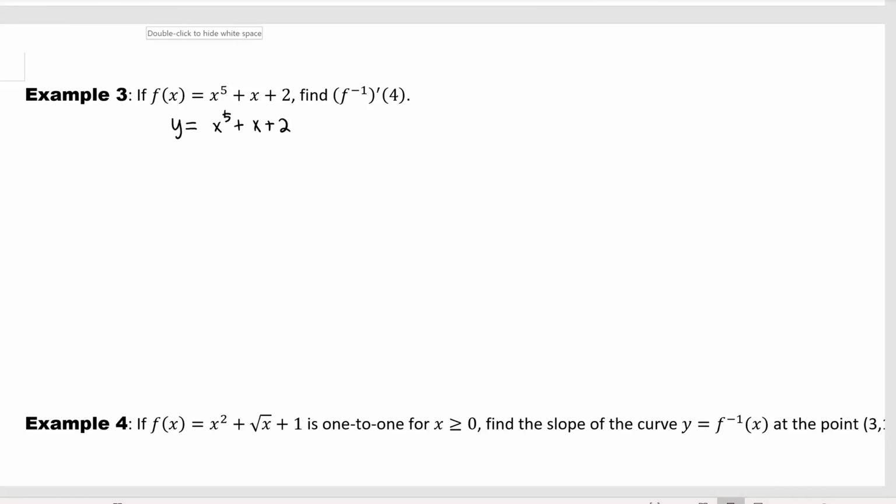Maybe you want to say, can we find the formula of the inverse function and then differentiate it? But the problem is, how can you solve for x in terms of y? In this case, it's hard to solve for x. There's a fifth power and there's x here. So we cannot get an explicit formula of the inverse function. But it's okay. We have the theorem of the derivative of the inverse function. We can use that.